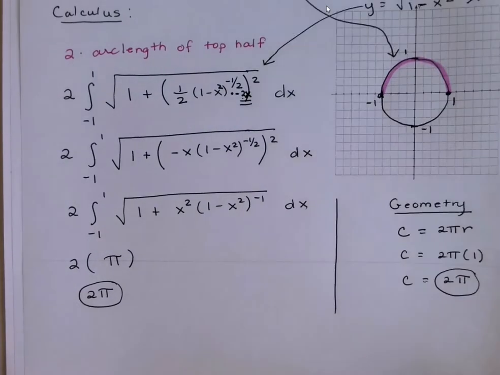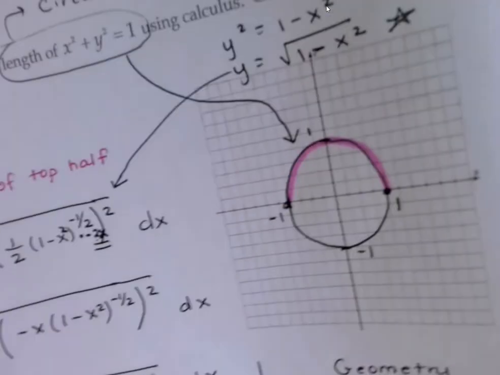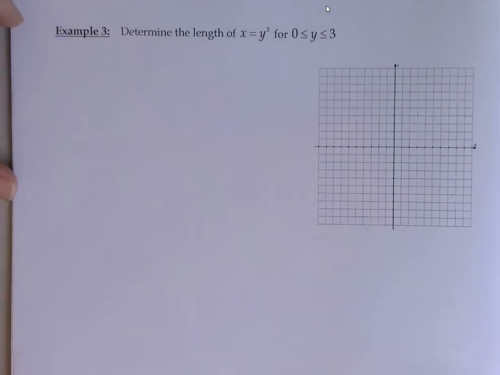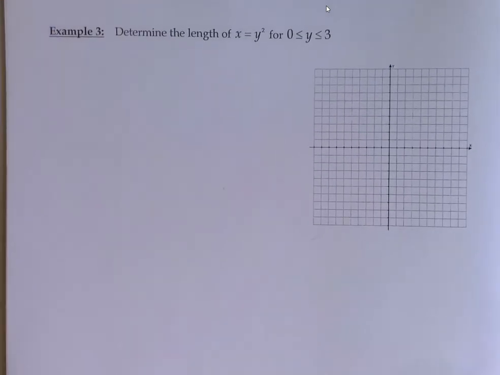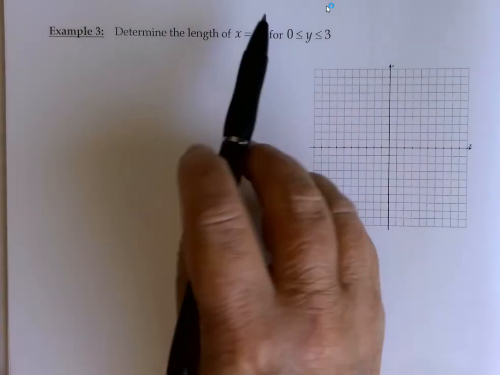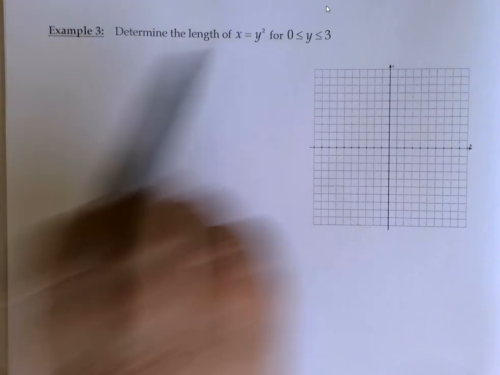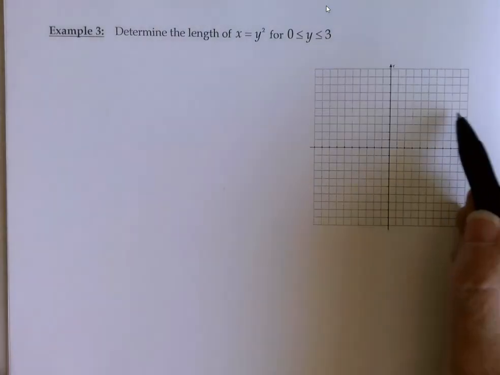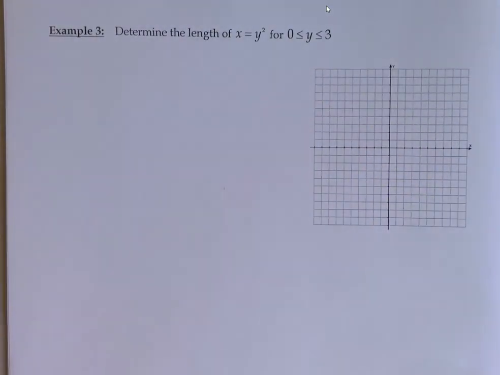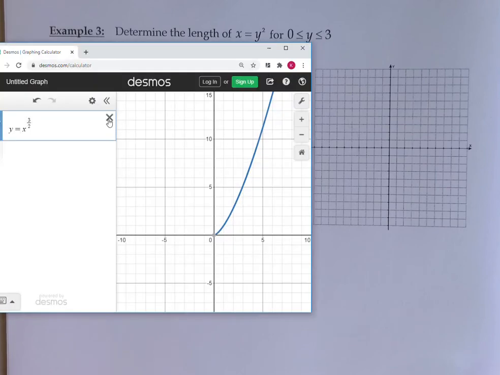All right, let's try the next one. We want the length of x equals y squared for 0 is less than or equal to y, less than or equal to 3. This is just the inverse of the parabola y equals x squared, so it's going to be a sideways parabola. If you want to see it graphed out, we can of course do that pretty easily.